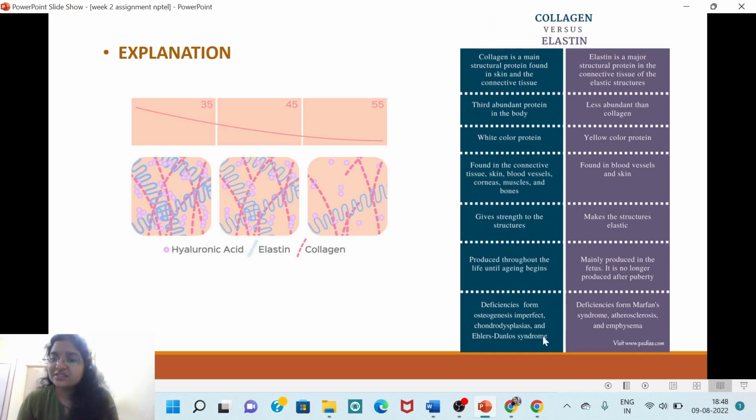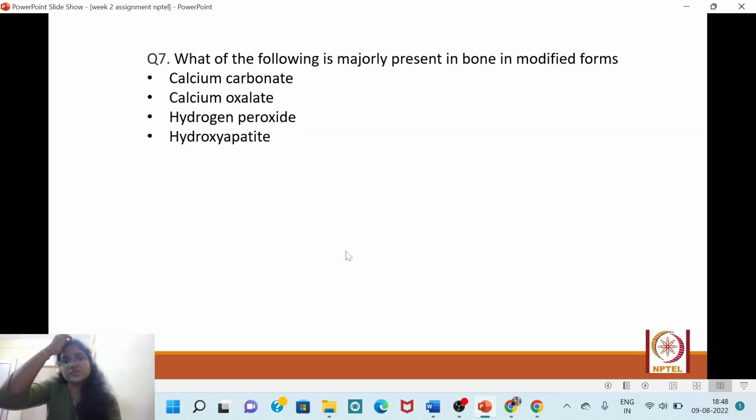And deficiencies in collagen can lead to several syndromes like listed here, and the same goes for elastin, right? You can go through the slides. We'll move on to the next question.